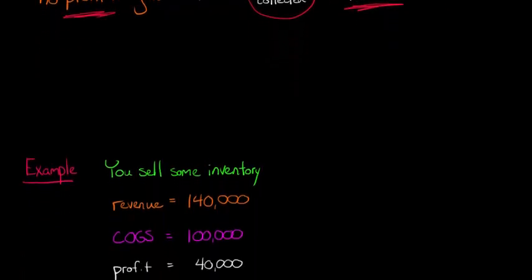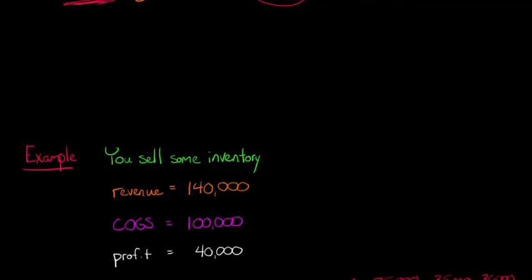Let's say that you sell some inventory that cost you $100,000 to purchase. You're some kind of organization, a retailer or something like that. It cost you $100,000 and you're going to sell it for $140,000. Now normally you have a profit here of $40,000. We just take the $140,000 sales minus the $100,000 cost of goods sold, and that gives us $40,000 of profit.